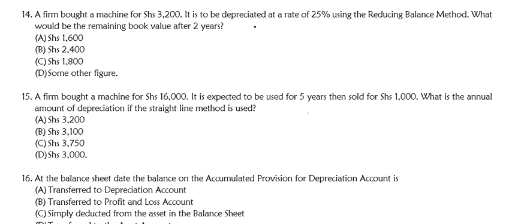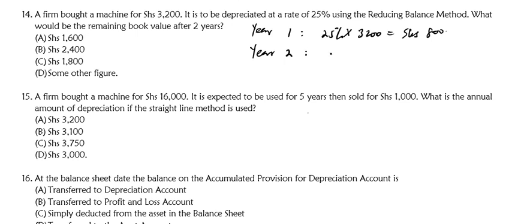So in year 1, your depreciation will be 25% of 3,200. I'm getting the depreciation for the very first year. In the first year, if you're using the reducing balance method, your depreciation is on cost. So 25% of 3,200, that is shillings 800. Then in year 2, what will be the depreciation?